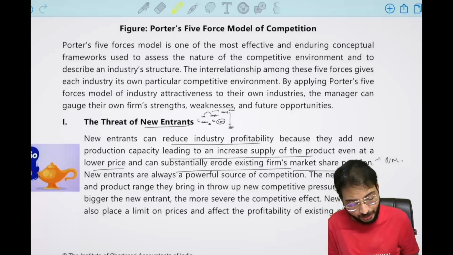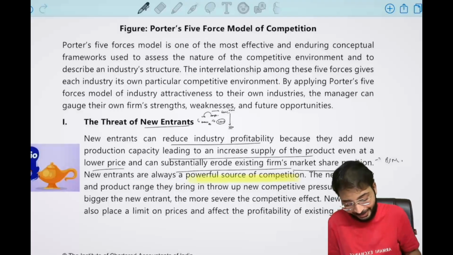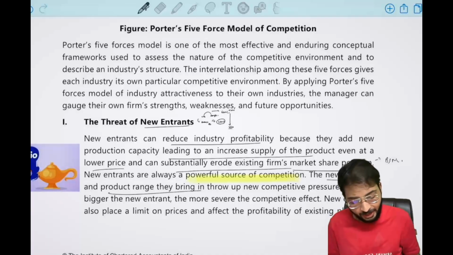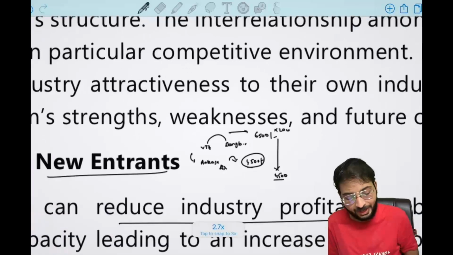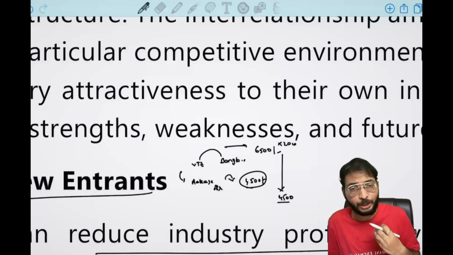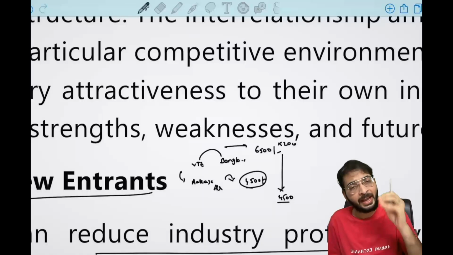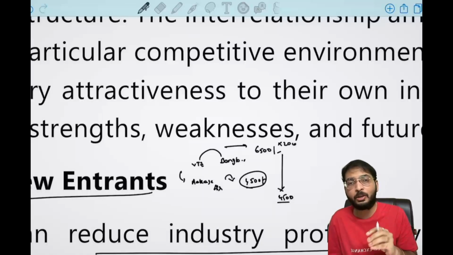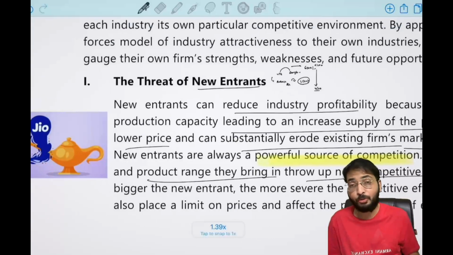Important for MCQ. Underline this. What is a powerful source of competition? This threat from new entrants, because they add new capacity along with the production range, and they throw up new competitive pressure. With the reduction in pricing, they have come up with a new competitive source. So the existing supplier, Indigo, is bound to reduce the price to stay in the competition. So this is called a threat from new entrants.